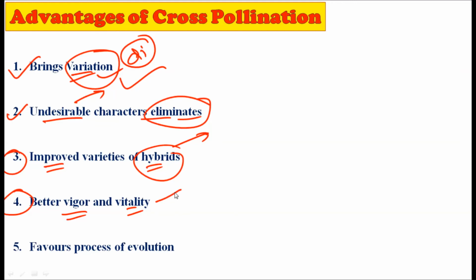Then better vigor and vitality. That is, the plants which are produced by cross-pollination have better adaptability to the environment, and they have more power for the survival of the fittest, and that is why we call them plants which have better vigor and vitality. Then at last it favors the process of evolution. As we have discussed, it produces variation, and that is why it favors the process of evolution, because in evolution variations are a must, and due to this variation these cross-pollinated plants are very well adapted to nature.